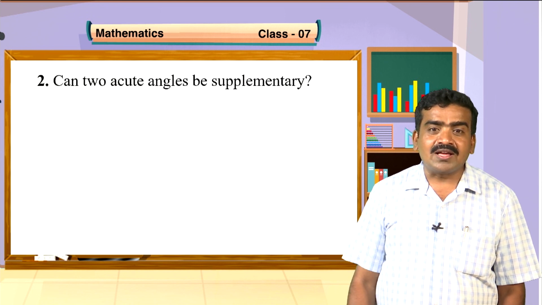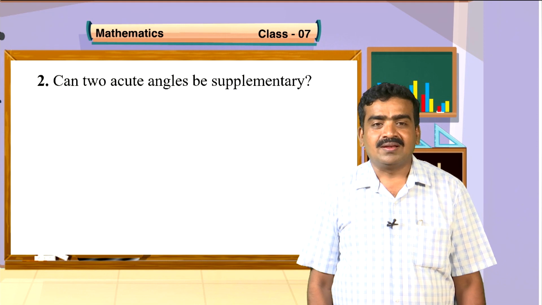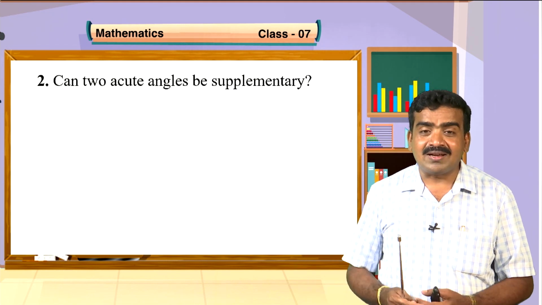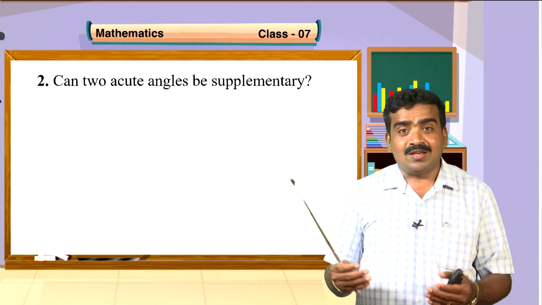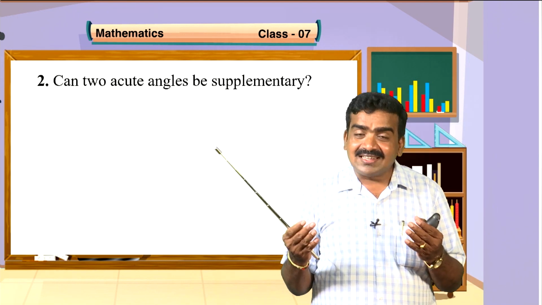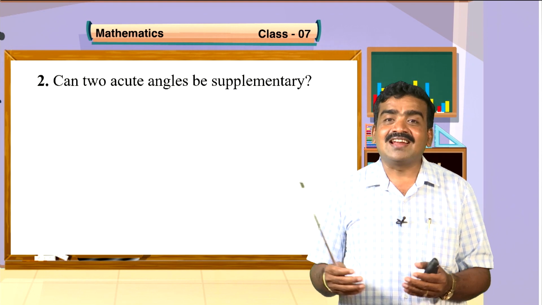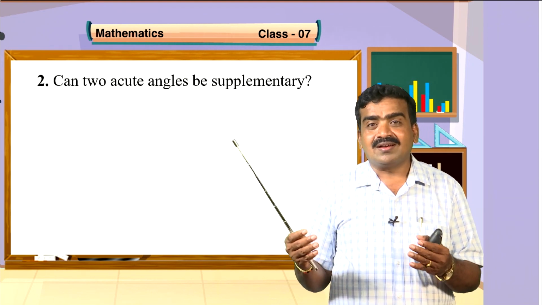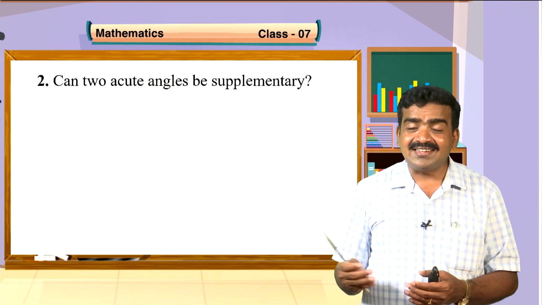Can two acute angles be supplementary? So we have to recall the meaning of acute angle along with the supplementary angle. Acute angle means if the measure of an angle is less than 90 degree, then it is called an acute angle. The measurement should be greater than 0 degree and less than 90 degree.